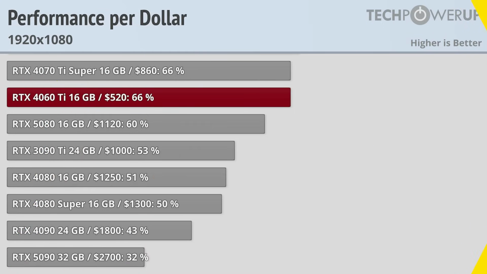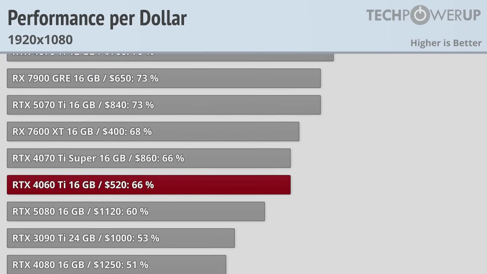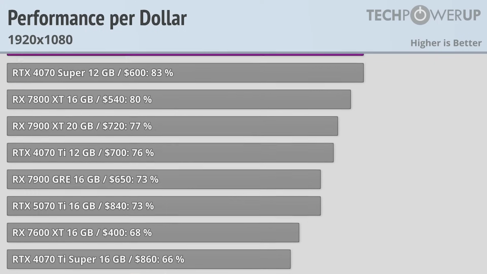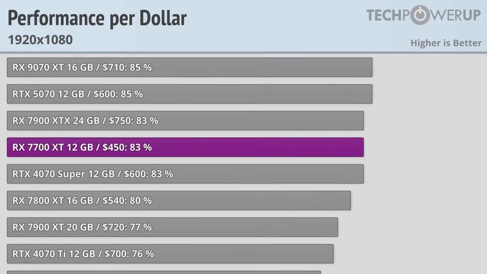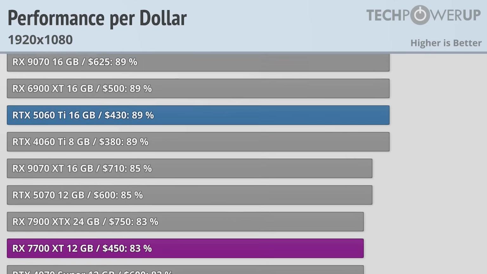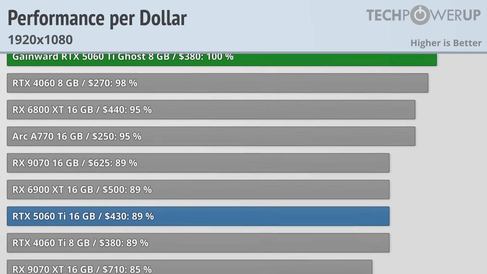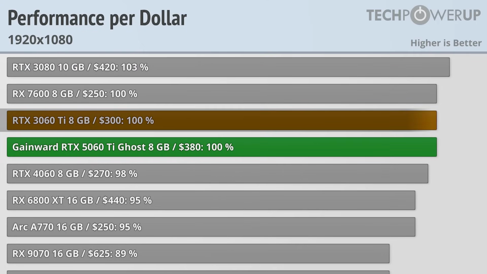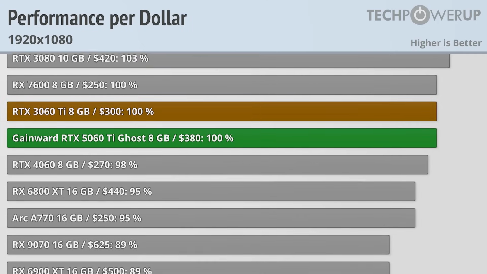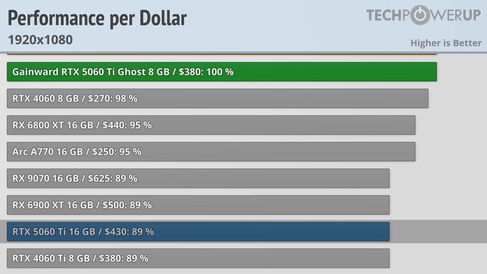And that puts an interesting wrinkle into the discussion when it comes to value. We bought this card ourselves, and we were able to buy the card at MSRP, which, for this card, is $380. At that price, it compares pretty well to the 3060 Ti at $300, as well as being a better value than the RTX 4060. And it's obviously a better value than the 5060 Ti 16GB.